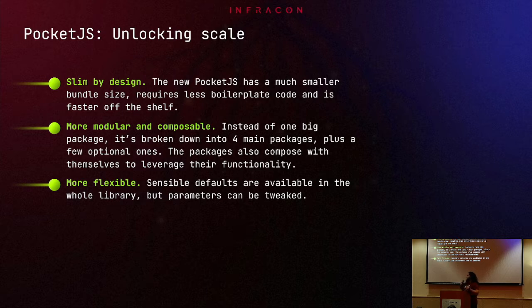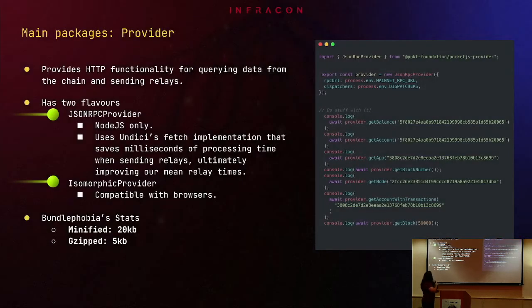And also wanted to make it more flexible. That means that we really believe that sensible defaults are what people want. Like, people do not want to fiddle with configurations and stuff. But for the people that do, we need to provide options. So we just try to not compromise too much, but still give options to people, right? And so let's get into a few parts of PocketJS along with some examples.